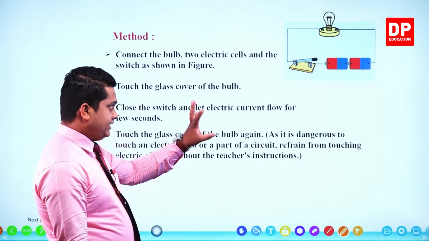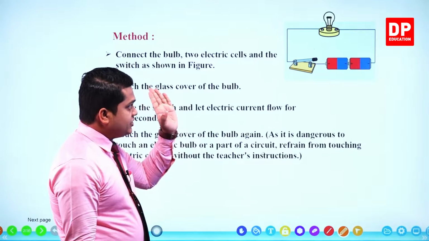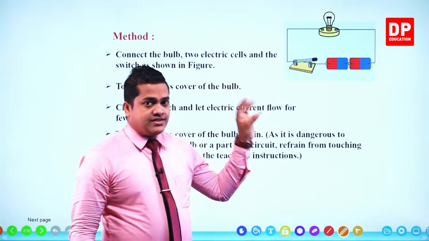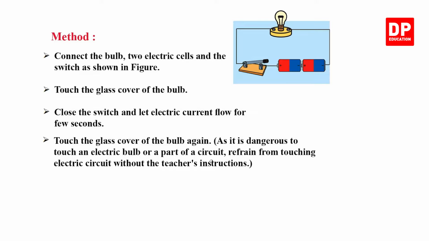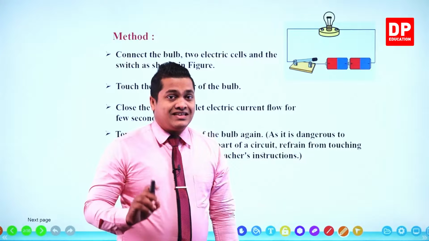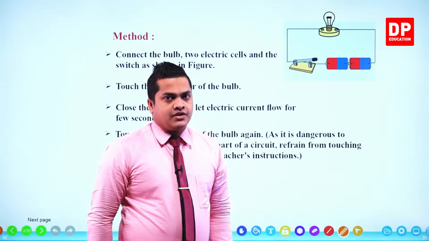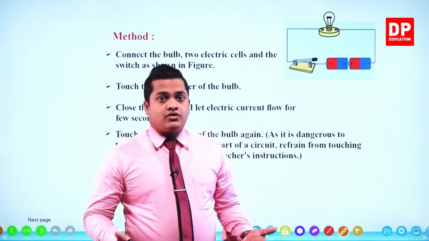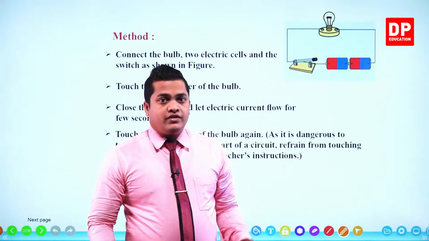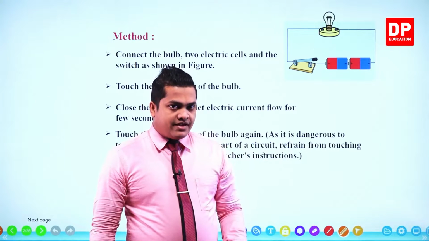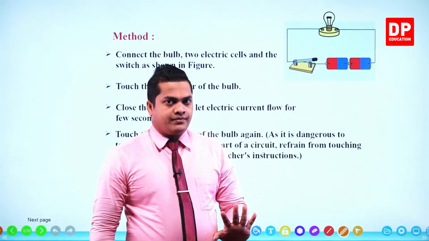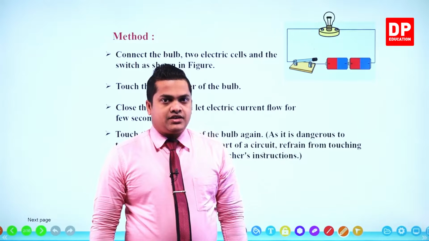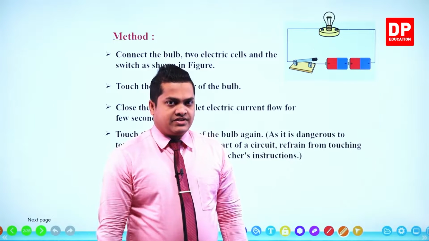First of all, we will be connecting these instruments according to the given figure. Then first of all, we are going to touch and see whether the bulb is heated or not. In order to get a certain observation, we have to check the initial condition of the setup. We don't know whether it is already heated, so we have to touch it first. We are confirming that there is no heat in the initial stage before the flow of electricity.